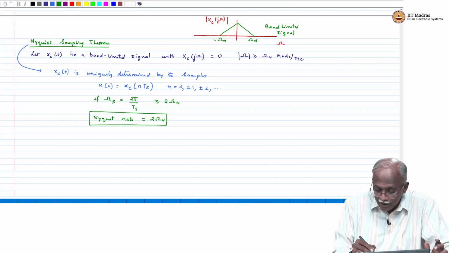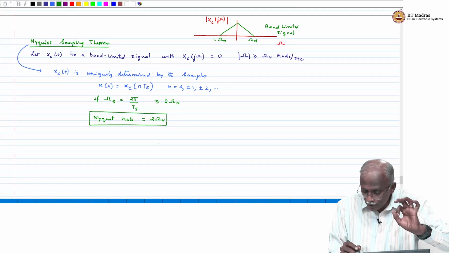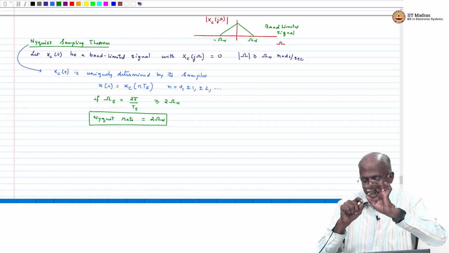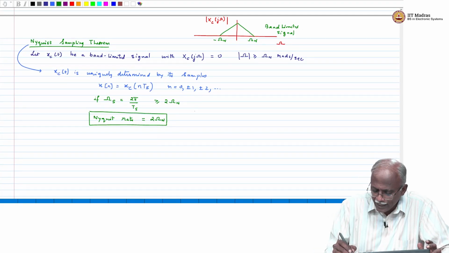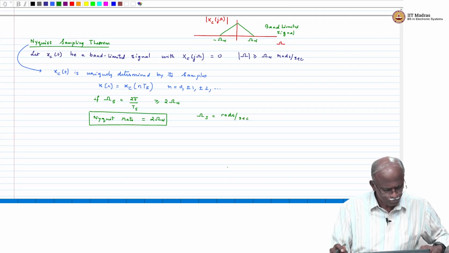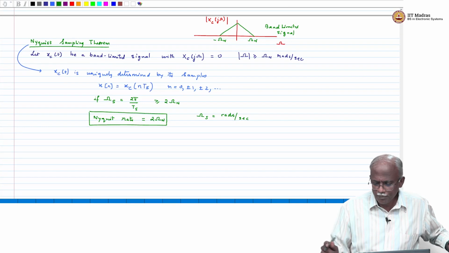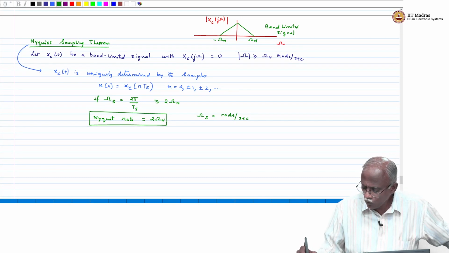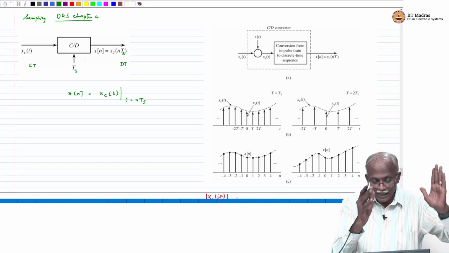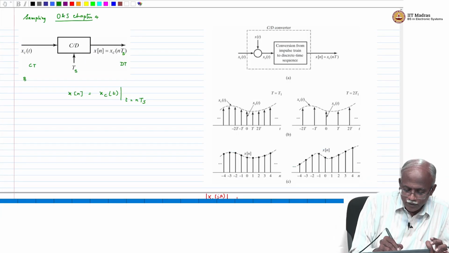Now, the sampling frequency is 2 pi by Ts, 2 pi by the sampling period, and so basically omega s, the sampling frequency, is given in radians. 2 pi is in radians, Ts is in seconds, so you get radians per second. I hope you are comfortable with that, and this is what is happening here. It's a band limited signal, so let's go ahead and write it down.